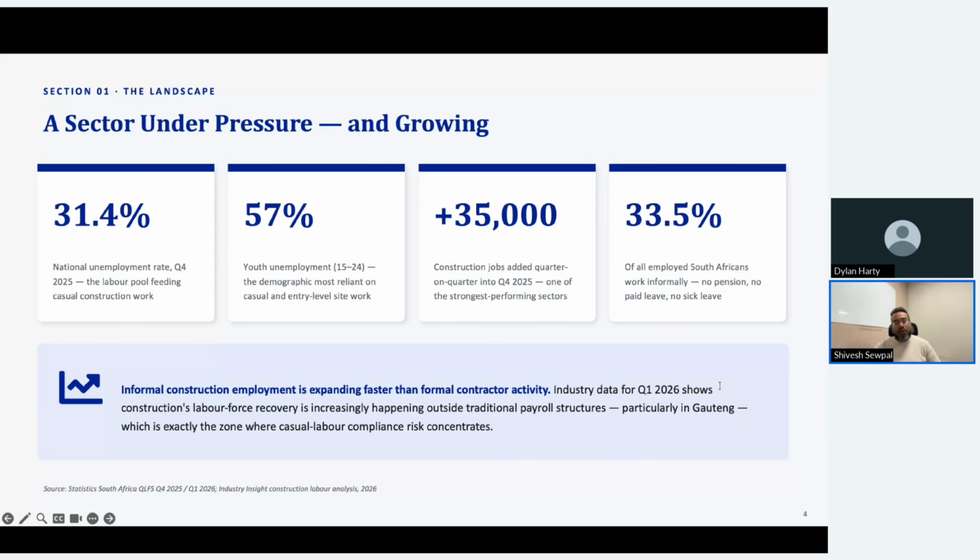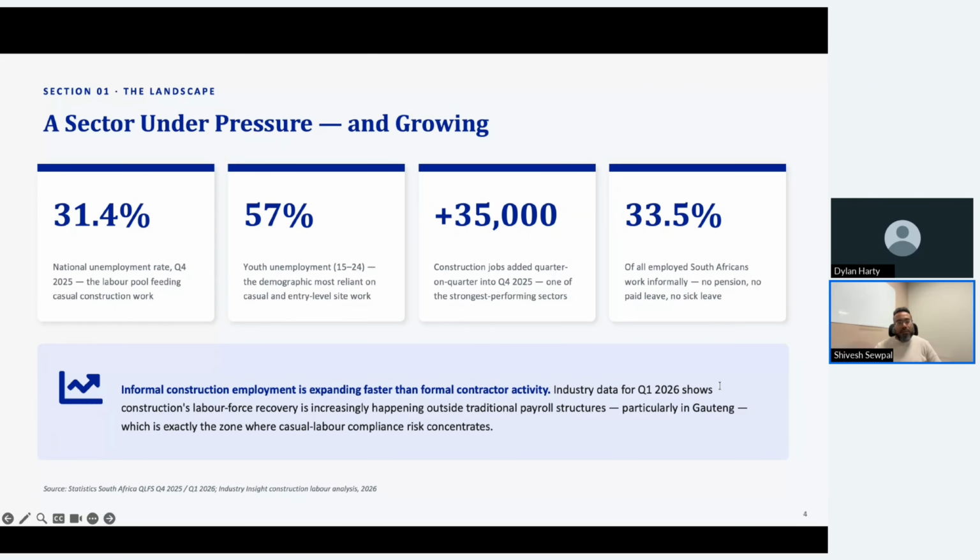If we look at the labor market context, South Africa's national unemployment rate sat at 31.4% in Q4 of 2025. Youth unemployment was around 57%. Construction added roughly 35,000 jobs quarter on quarter into Q4 2025, making it one of the strongest performing sectors at the time. And importantly, around 1 in 3 workers nationally are working informally or in informal arrangements without the benefit of proper employment protections.